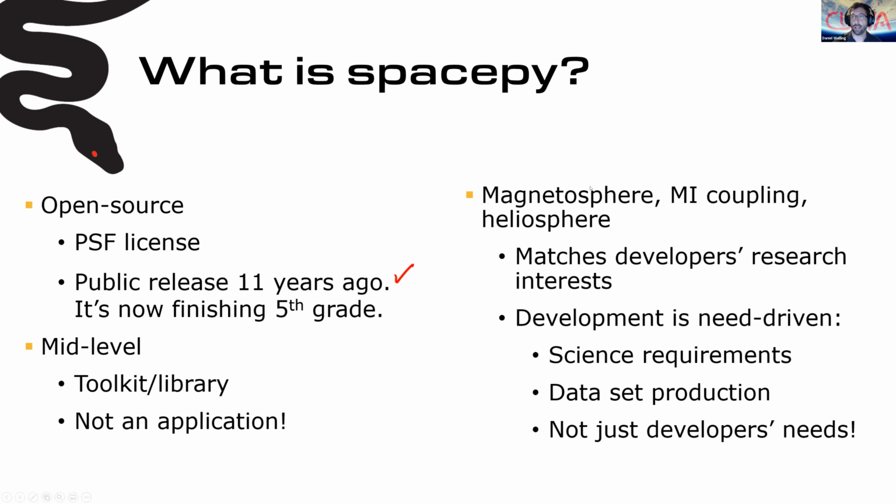The focus is really on magnetosphere, ionosphere coupling, with some heliosphere. It's matched the developers' research interests, and that's now starting to include those from the broader community through pull requests and other contributions. And development is really need driven. It's driven by science requirements, data set production, what we need to do in our research in terms of data processing, model output processing. And I want to emphasize that it's not just the developers' needs, but rather with more pull requests and more input, trying to answer the needs of the community more and more.